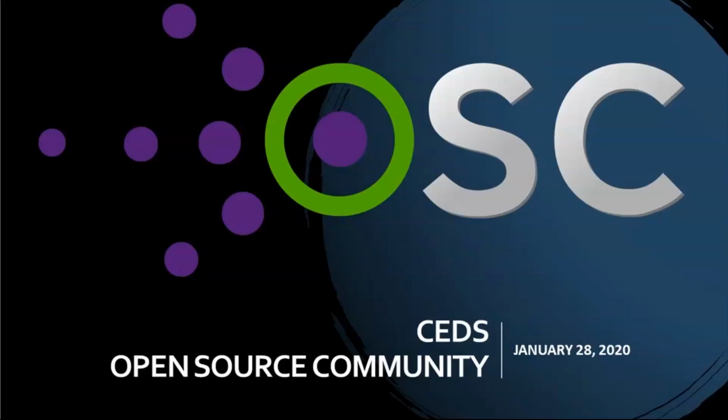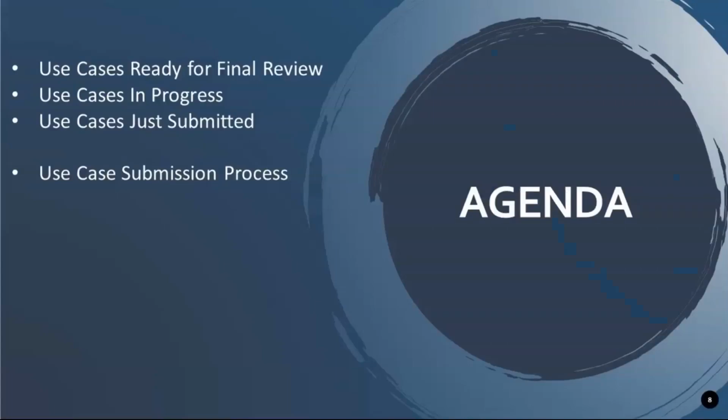The purpose of these update meetings, which is now the second one that we have, is to inform you about anything taking place in the open source community. And the only time something takes place in the open source community is in response to a use case being added. So in this meeting, we're going to go through the use cases. We're going to go through where they are in the pipeline, how you can get involved in any new additions or changes to CEDS through those use cases.